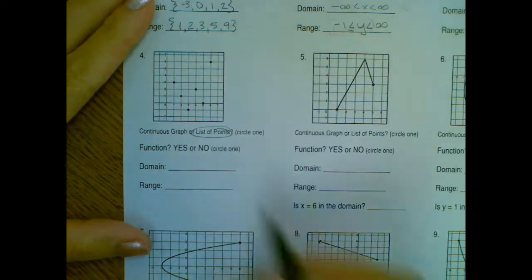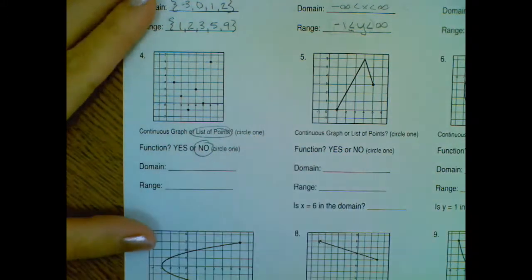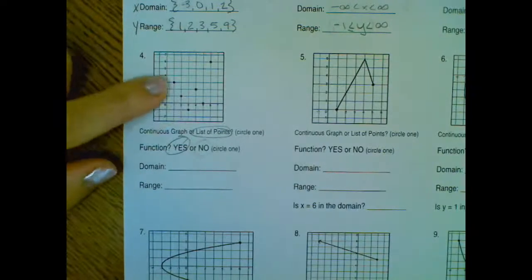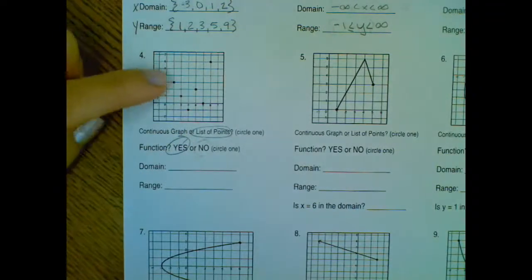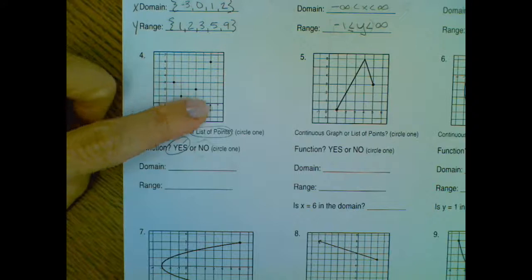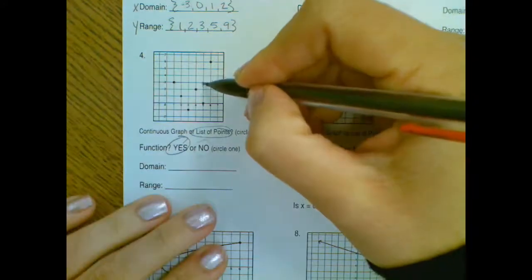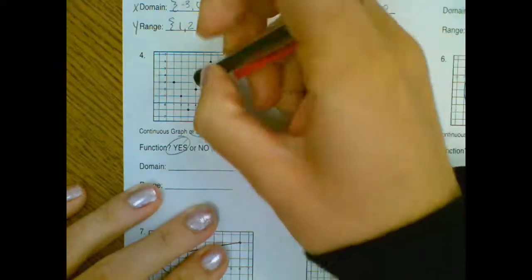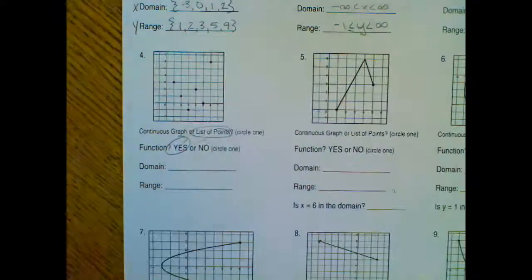This is not a function. I'm sorry. This is a function because there are no repeated x values. We don't see any dots that are repeated. If we had, say, an example like this, where this x value had 2 dots, that would not be a function. But in this case, we have no repeats, so yes, it is a function.